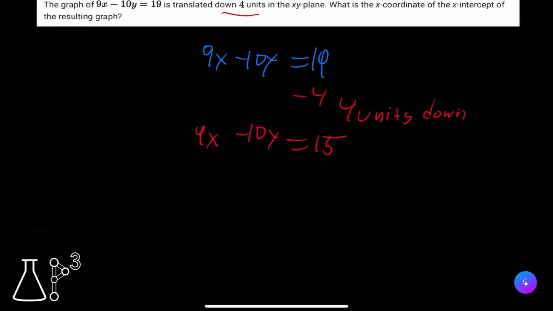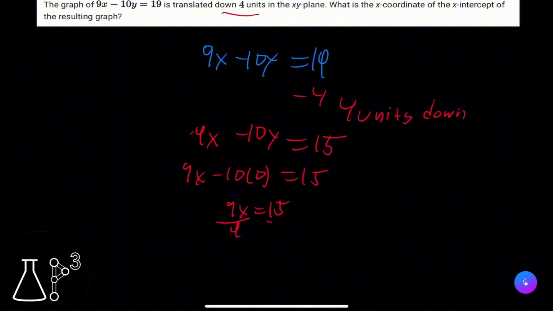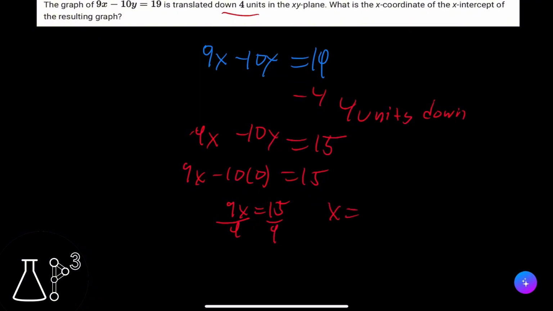And that's what happens when you translate 4 units down, or when you subtract 4. Now I just solve for the x-intercept, so I make y equal 0. So we have 9x minus 10 multiplied by 0 equals 15. Anything multiplied by 0 equals 0, so I'm going to get 9x equals 15. If I divide by 9 on both sides, I'm going to get x equals 15 divided by 9. They're both divisible by 3, so if I divide by 3 on both sides, that equals 5 divided by 3. Ultimately, this is my x-intercept.